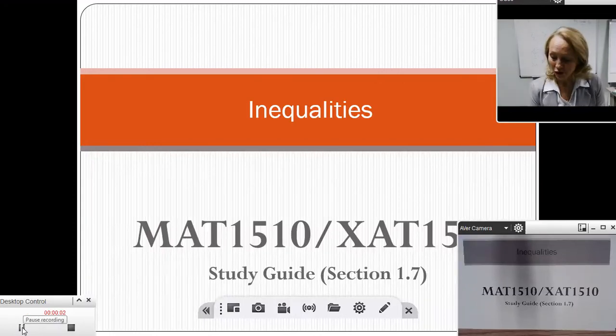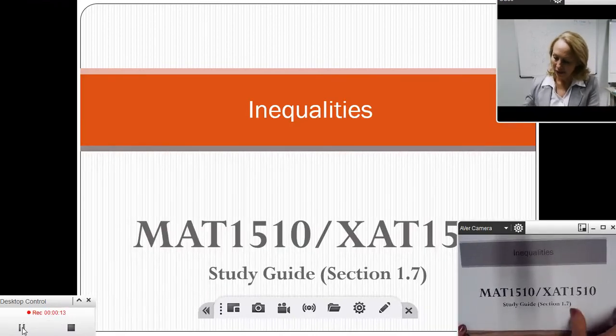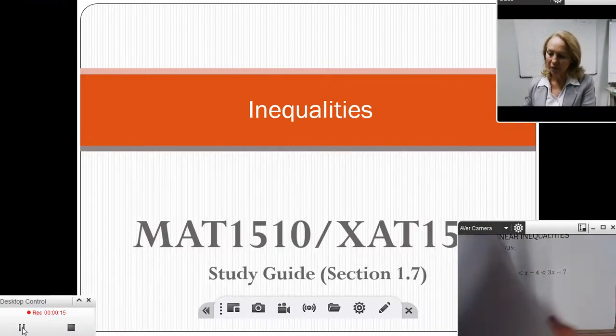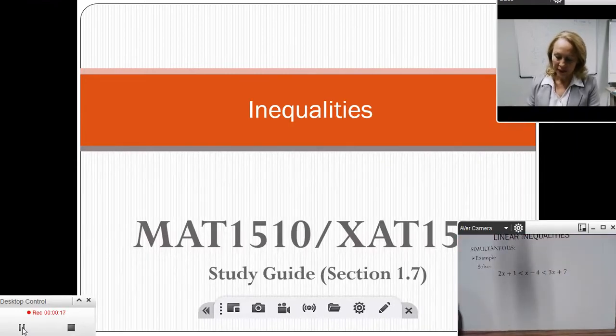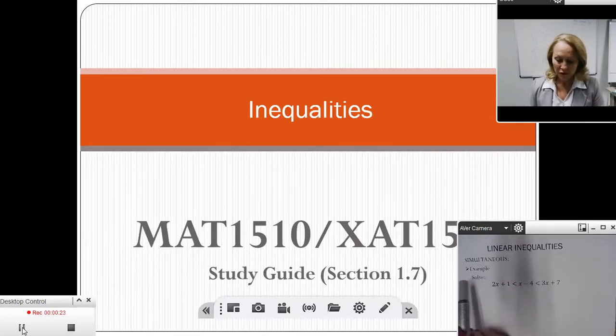Today we are going to look at the topic of inequalities discussed in the MAT 1510 module, and this is section 1.7 in your study guide. The first inequality that I'm going to be dealing with is that of linear inequalities. The example that I've chosen is where there are simultaneous linear inequalities.